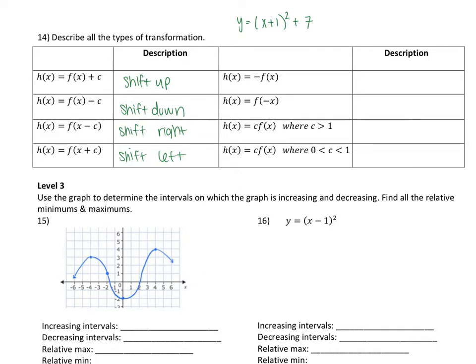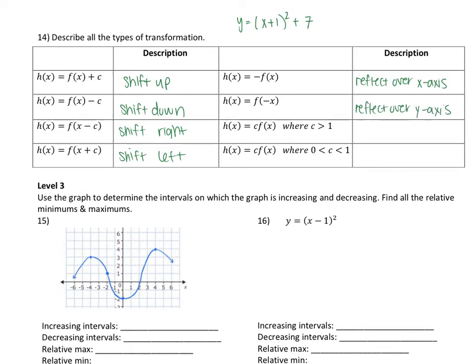And then there are other ones such that when you have a negative sign in front of your function, this is going to cause it to reflect over the x-axis. And then if you have a negative sign inside the parentheses where it's next to the variable, the independent variable, this is going to cause it to reflect over the y-axis.